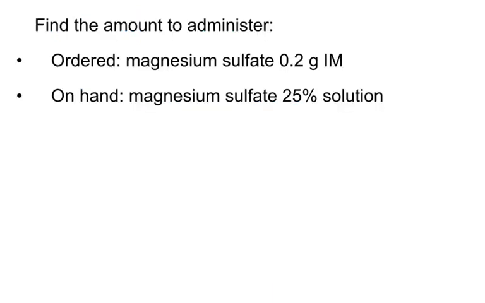Okay, so here's a problem. What's ordered, find the amount to administer. What's ordered is 0.2 grams, and you have on hand magnesium sulfate, a 25% solution. The key here is you have to know what 25% means. So 25 is the number of grams, and the percent is 100 milliliters, because percent means out of 100.